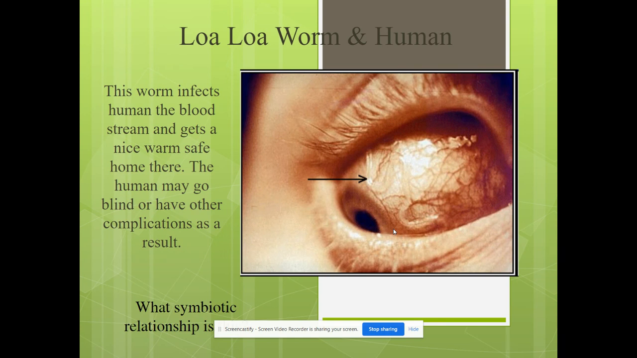So we have a Loa loa worm and a human. This worm infects humans by getting into our bloodstream and gets a nice warm home. And the human, well, it can cause blindness and many other complications, especially cardiovascular issues. So, what type of symbiotic relationship is this, guys? Very good. Parasitism.